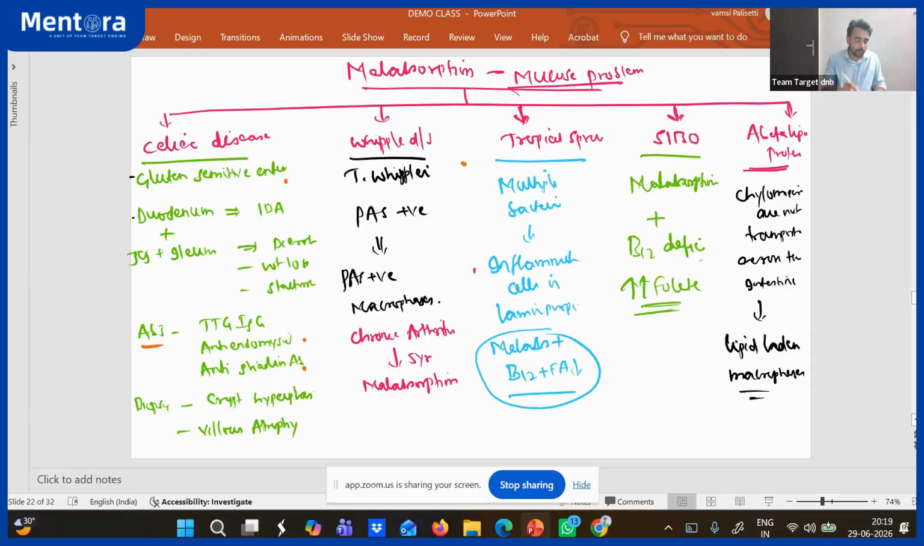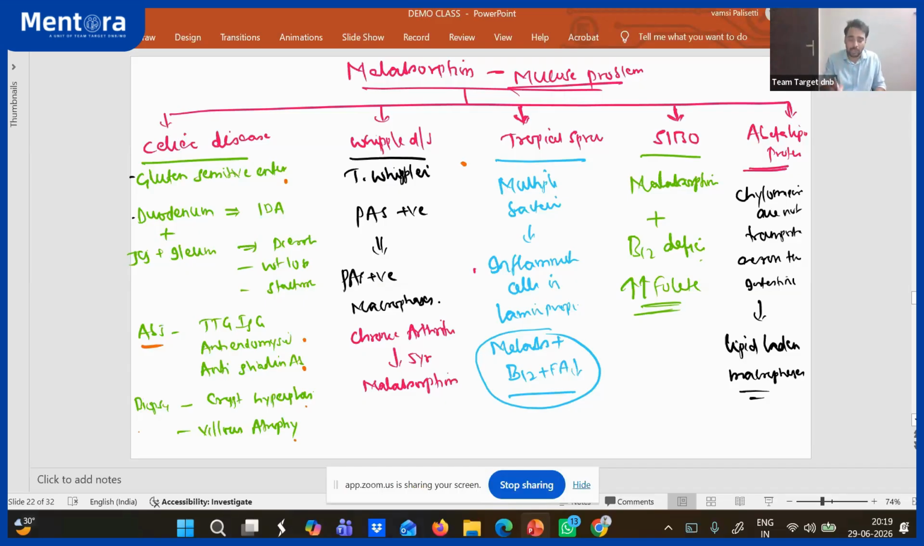So how will you diagnose? When you do a biopsy from the duodenum or jejunum, you will see crypt hyperplasia and villus atrophy, very characteristic. But in the case of Whipple disease, the organism is Tropheryma whipplei. It stays in the intestinal epithelial cell and causes damage to it. One characteristic feature is that it is PAS positive, periodic acid-Schiff positive. So when you do the biopsy, you will see PAS-positive macrophages. Very important, that's diagnostic.